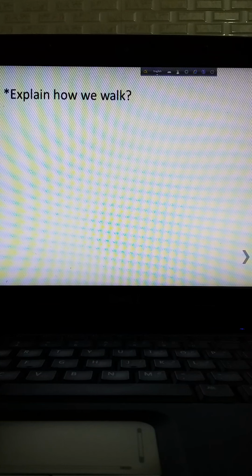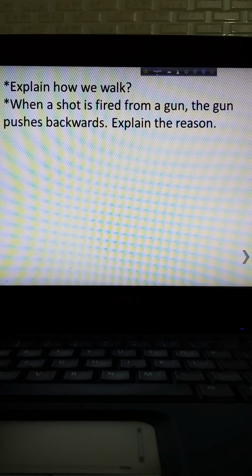You have some other comprehension type questions in this chapter. Another example is: explain how we walk. And another example is: when a shot is fired from a gun, the gun pushes backwards. Explain the reason. The answer is common for these two questions. You can use the concept of Newton's third law here, or the concept of conservation of momentum. By using these two terms, you can explain these two questions. So I hope you will try to explain these questions as well.